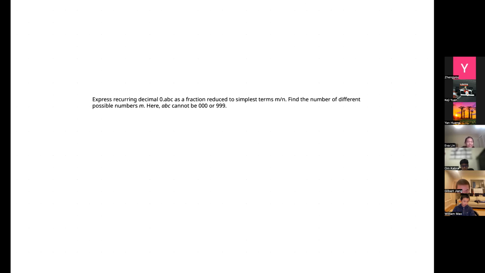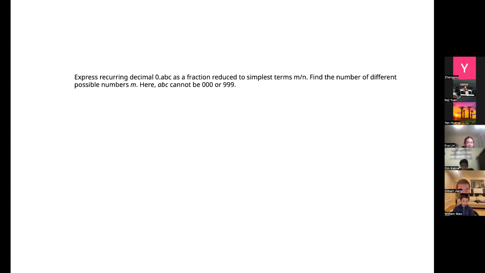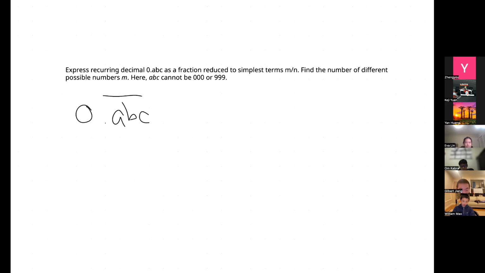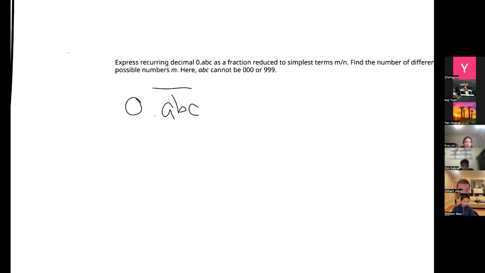Okay. So, here we're given a recurring decimal, 0.abc repeated, and we want it reduced to a fraction in simplest form, and we want the number of different possible numerators where ABC aren't all 0 or the decimal isn't equivalent to 1. Okay, so first we have to know how to express a repeating decimal as a fraction.